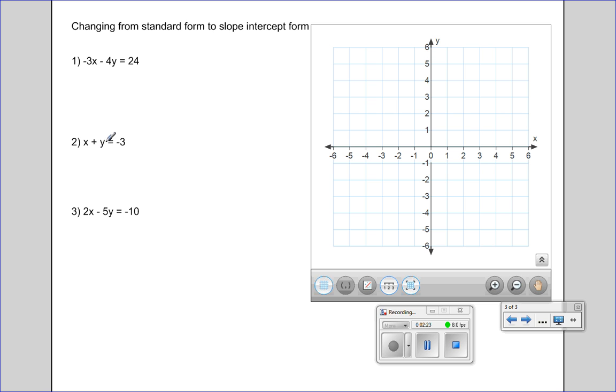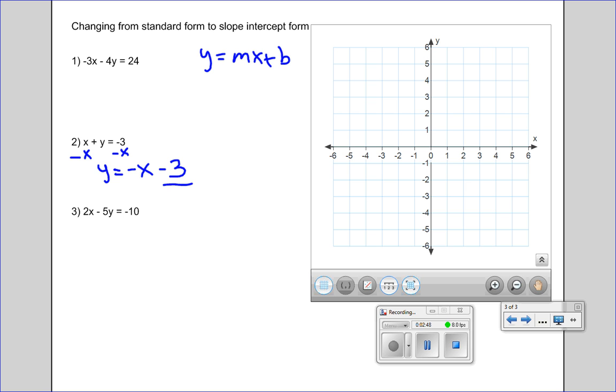Okay, so we need this y all by itself. So the only thing on the left side with y is x. So the opposite of a positive x is a negative x to both sides. So we get y equals negative x minus 3. And I like to write my x first because remember, slope-intercept form is mx plus b. The x comes first. So ask yourself, is y by itself? Yes. So we can graph it.